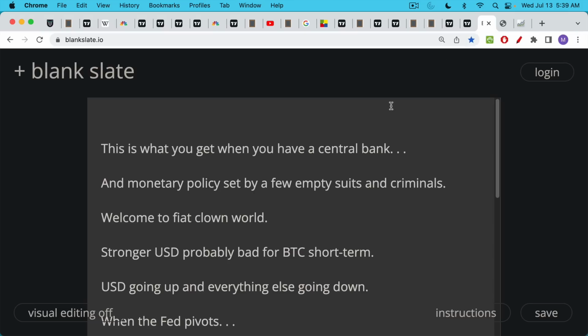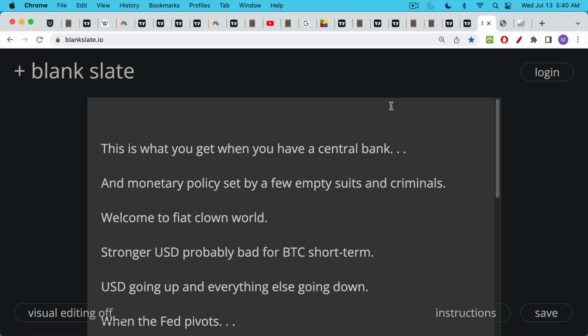We really do live in an insane world where you have an American central bank, the U.S. central bank, the Federal Reserve, and it can set this monetary policy. It's set by a few empty suits, a few ex-private equity guys and investment bankers, and a few criminals as well. And for example, we have Christine Lagarde, of course, in the ECB, who's been criminally indicted. This is the problem with the current fiat financial system. You have central bankers, and you have these ripple effects from having the US dollar as the global reserve currency and its interest rates, and it's all set by this very small group of empty suits. This is the fiat clown world.